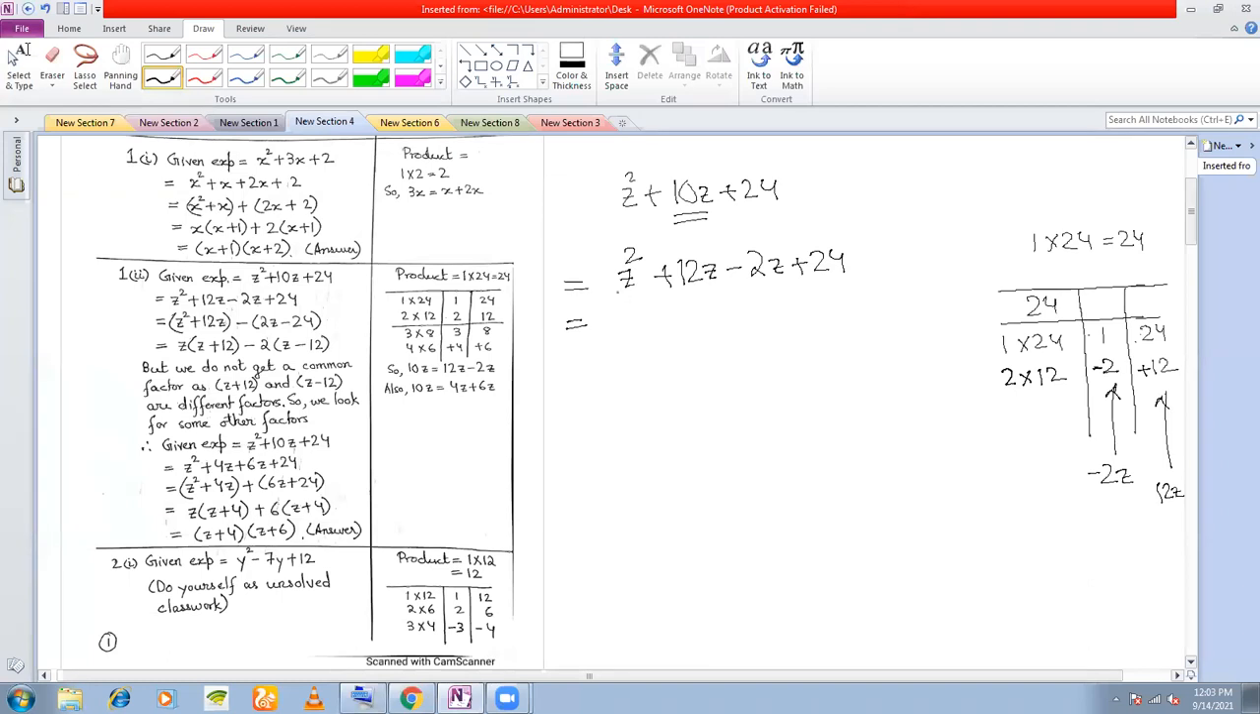Now see what happens. Now if I group these two together, I will get z. HCF of z square and 12z is z. Then I will get z plus 12. And then I keep a minus sign outside, and 2z and 24 HCF is 2. And because I have kept a minus sign outside, this plus sign will change to a minus sign. So this will become 2z minus 24, and dividing by 2, I'll get 24 by 2, which is minus 12. Now there is a problem here. What is the problem here? z plus 12 I'm getting here. z minus 12 I'm getting here.